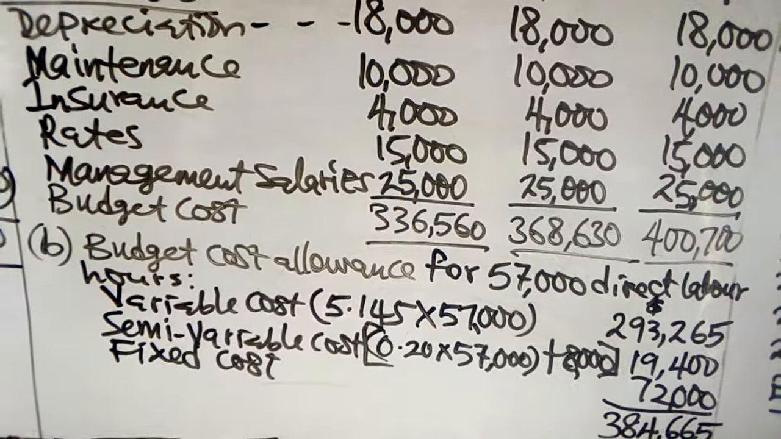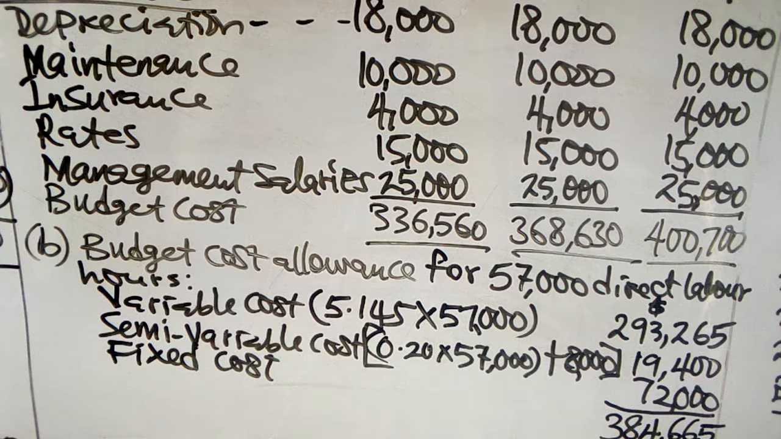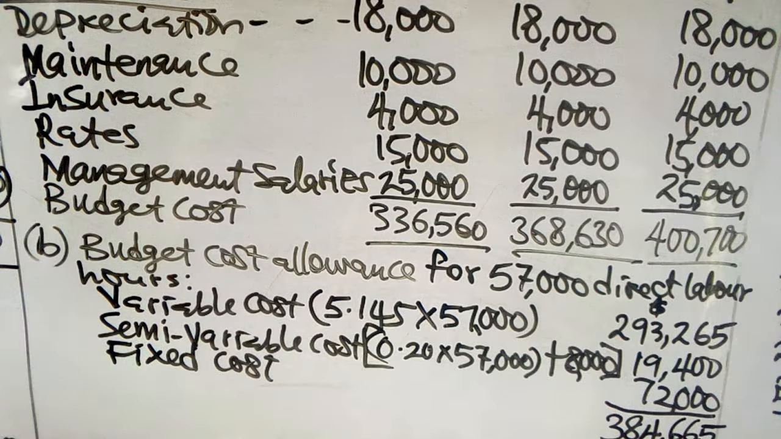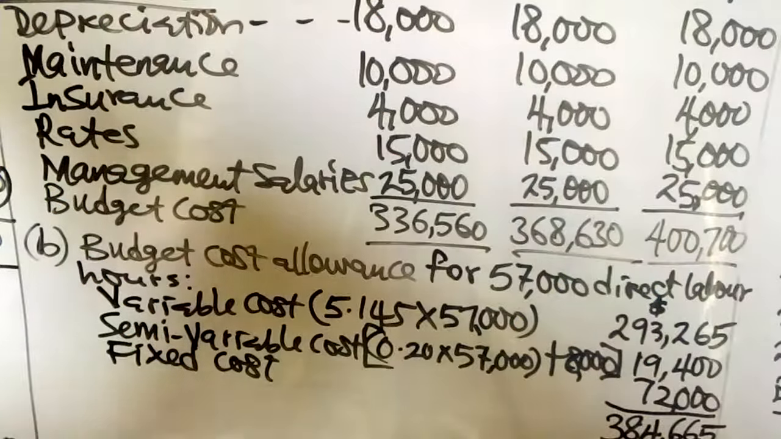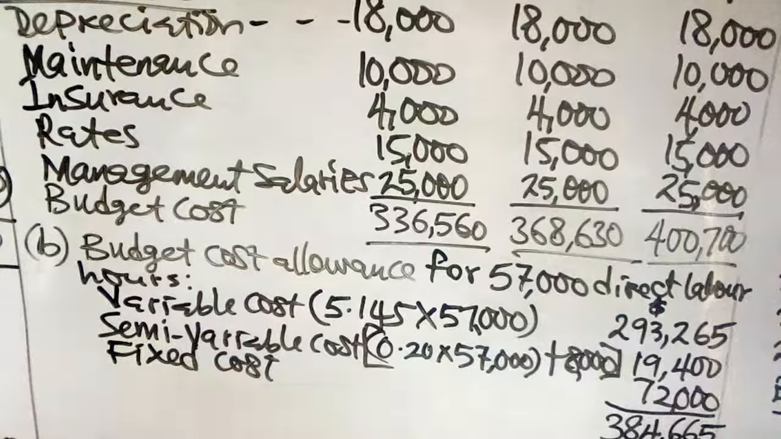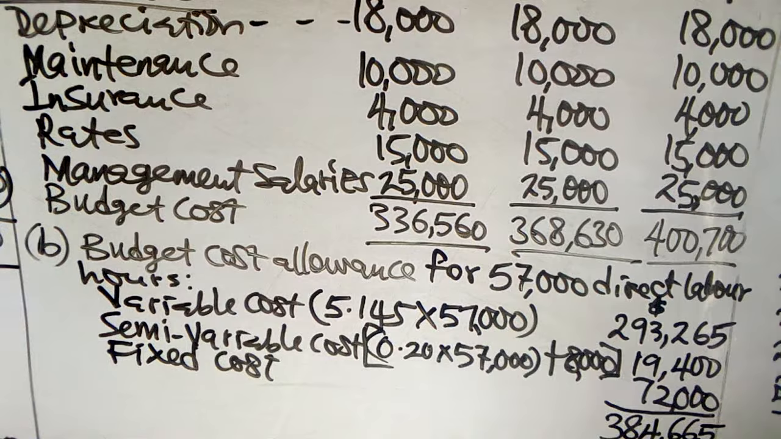Please, this is part one of my presentation on flexible budget. In part two, I will consider the preparation of flexible budget, where variances will be given. That is the performance report.